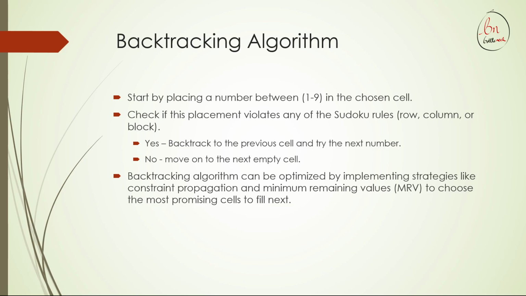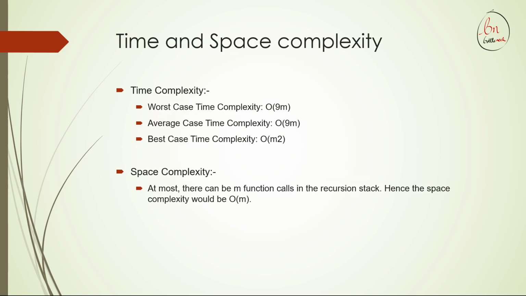Backtracking can be optimized using constraint propagation and minimum remaining values, which we are going to see in action when we implement this solution. Coming to time complexity, the backtracking algorithm in this case takes O(n^m) in the worst case scenario and also in the average case. For every unfilled cell there are n possibilities to explore and there are m unfilled cells in the Sudoku. But in the best case, time complexity reduces to O(m^2).